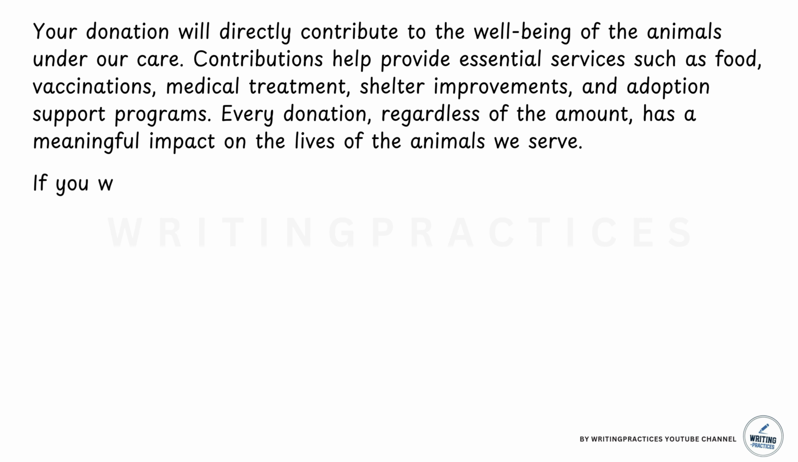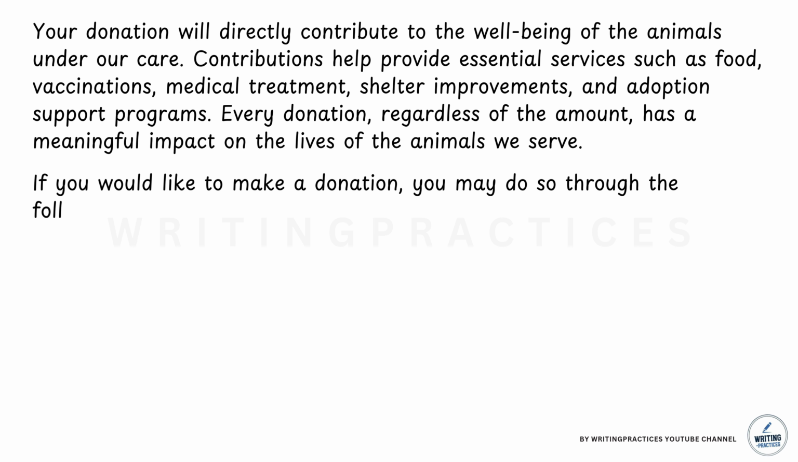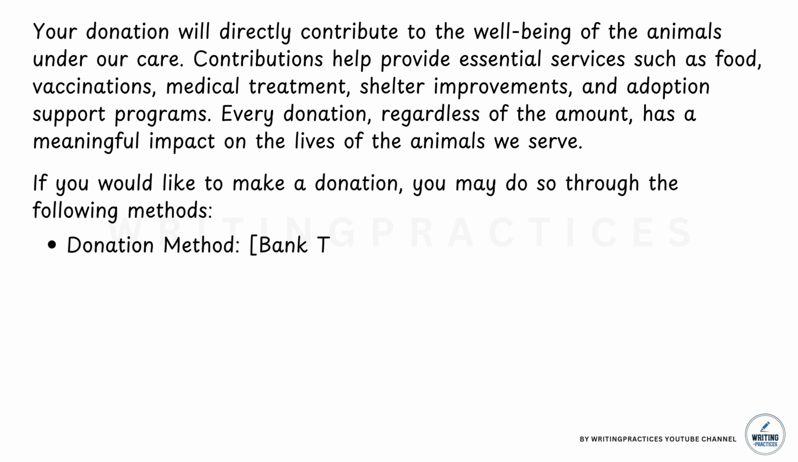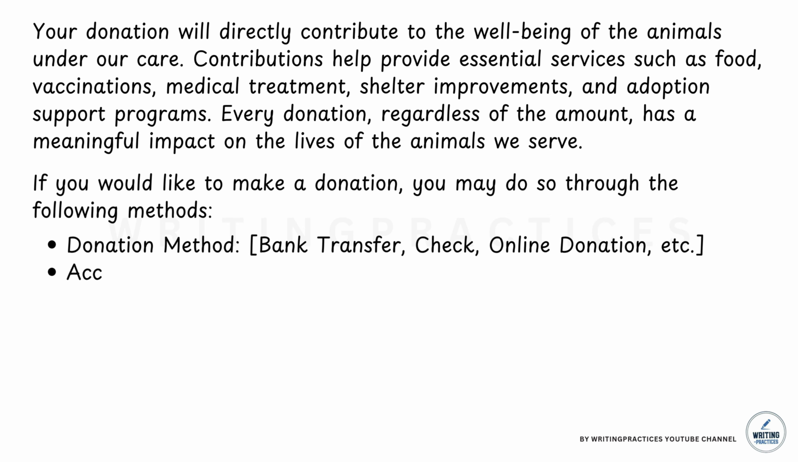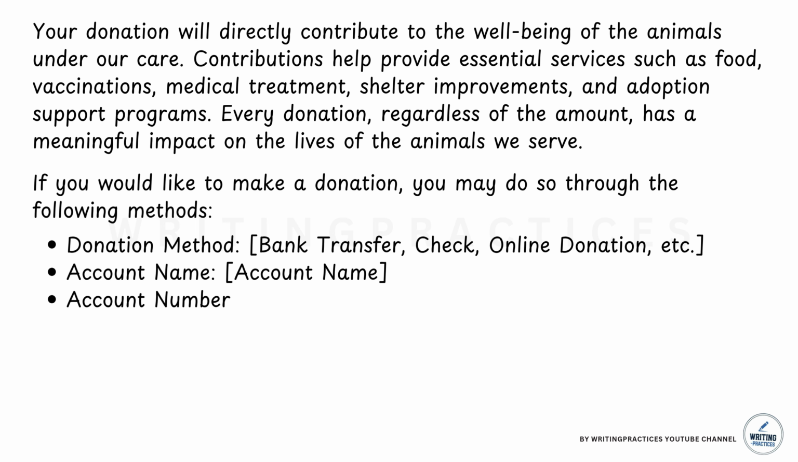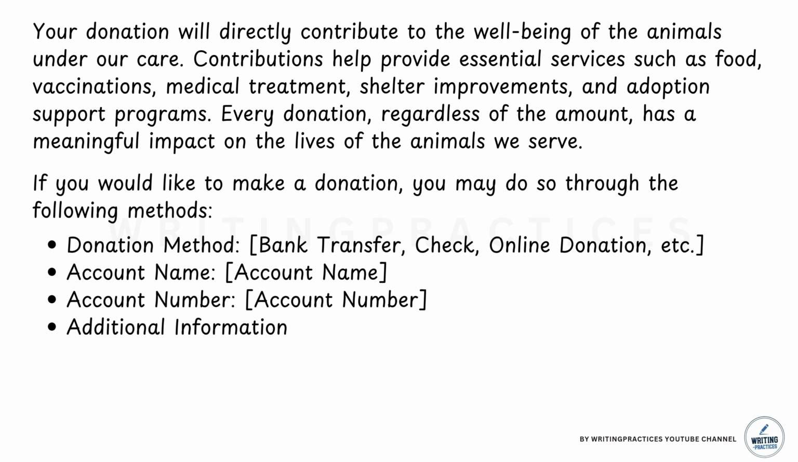Donation methods section. Now explain how donations can be made. For example, if you would like to make a donation, you may do so through the following methods. Donation method, online donation. Account name, Paws and Hope Animal Rescue Center. Account number, 12345678. Additional information: www.pawsandhope.org/donate. This section provides practical instructions for making a contribution. Clear donation instructions make it easier for supporters to take action.